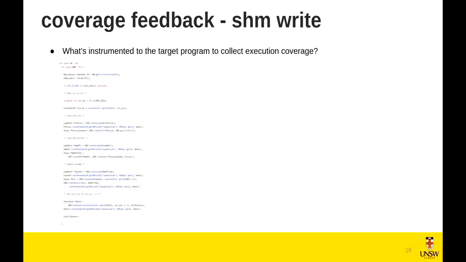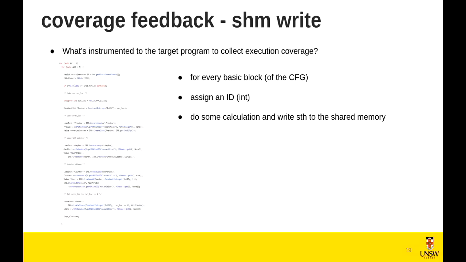Basically, what we can get from this source code is that for every basic block of the CFG, you can consider the basic blocks are from the control flow graph. For every basic block, we assign an integer ID to that basic block. Then we do some calculation and write something to the shared memory. So what is written to the shared memory here?